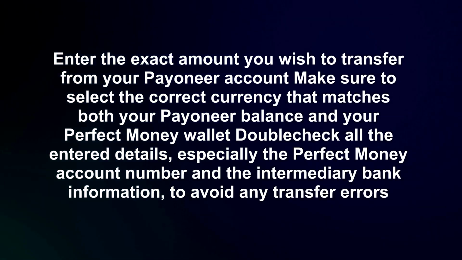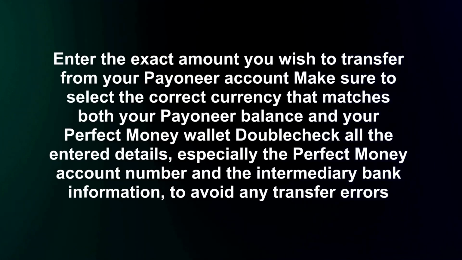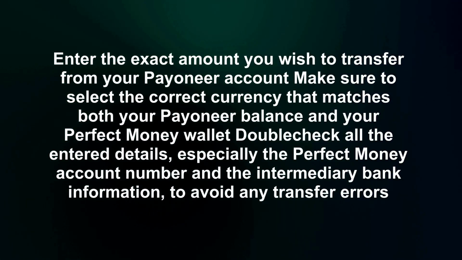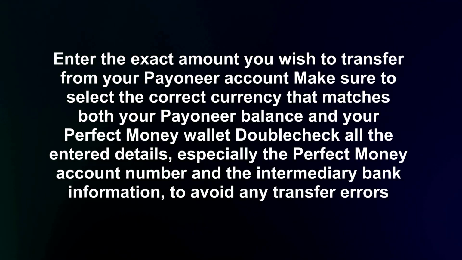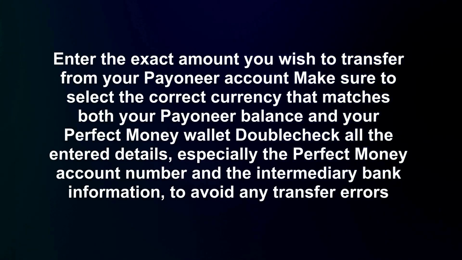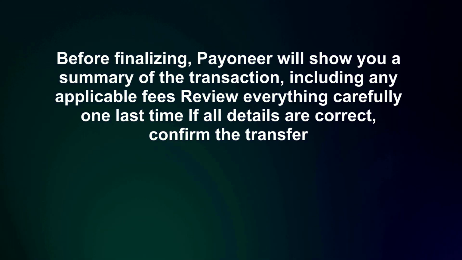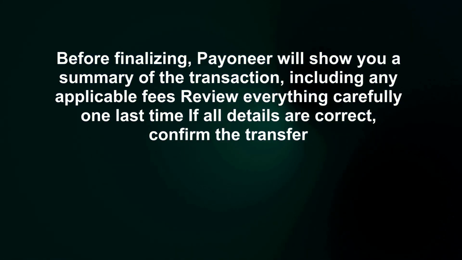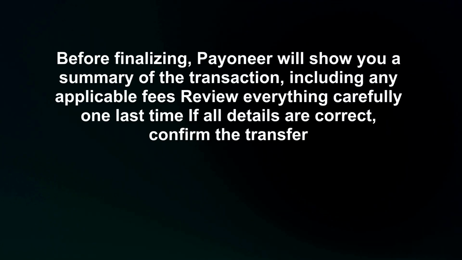Make sure to select the correct currency that matches both your Payoneer balance and your Perfect Money wallet. Double-check all the entered details, especially the Perfect Money account number and the intermediary bank information, to avoid any transfer errors. Before finalizing, Payoneer will show you a summary of the transaction, including any applicable fees. Review everything carefully one last time. If all details are correct, confirm the transfer.